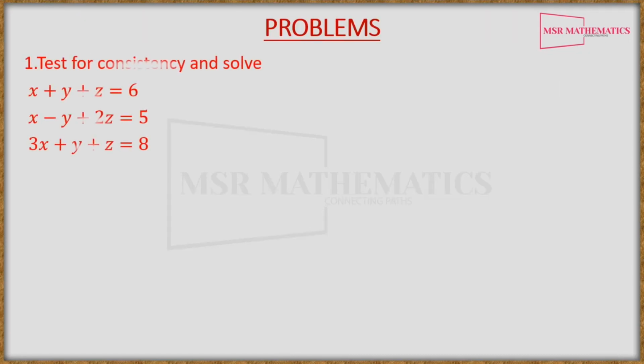Here is the first problem. Test for consistency and solve x plus y plus z is equal to 6, x minus y plus 2z is equal to 5, 3x plus y plus z is equal to 8. Here they have given 3 linear equations. For this we have to find the consistency of the solution of the linear equations.